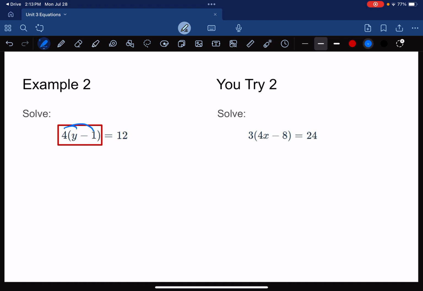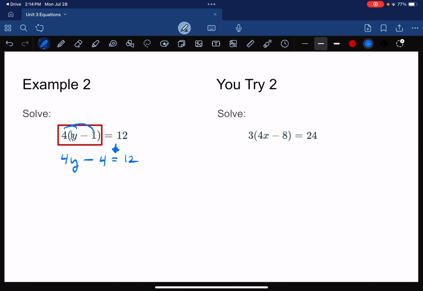So 4 times y, so positive times positive is positive. 4 times, that's a 1, is 4. And then the variable is the y. Then positive 4 times negative 1. So positive times negative is negative. 4 times 1 is 4. And then nothing else changes. I just bring down the equals 12, right? Okay, that's an arrow. Pretend you know that's an arrow. Okay. So 4y minus 4 equals 12.